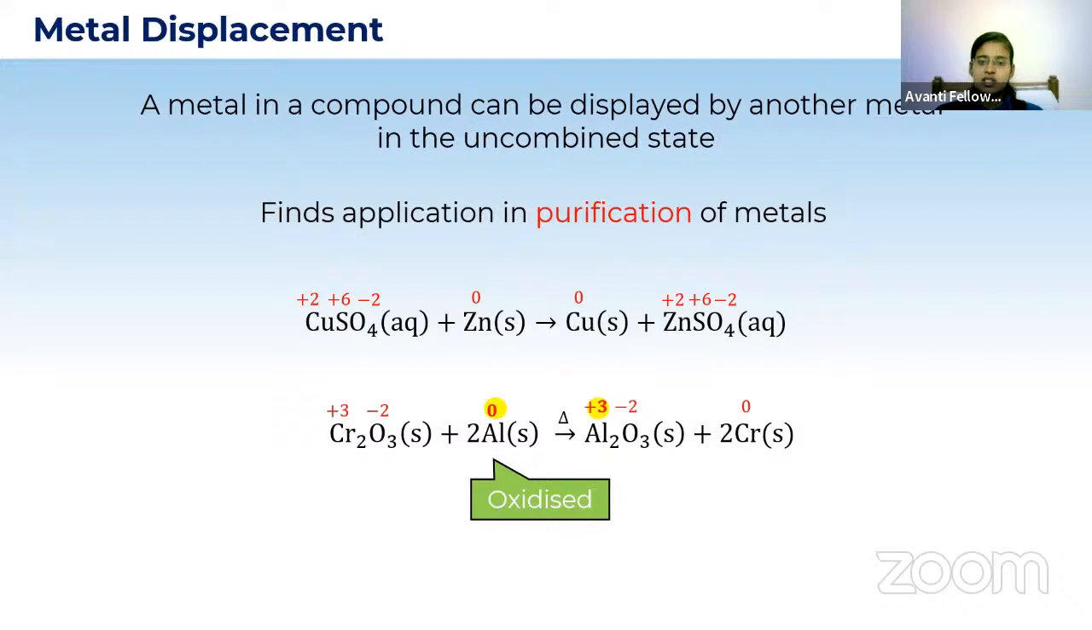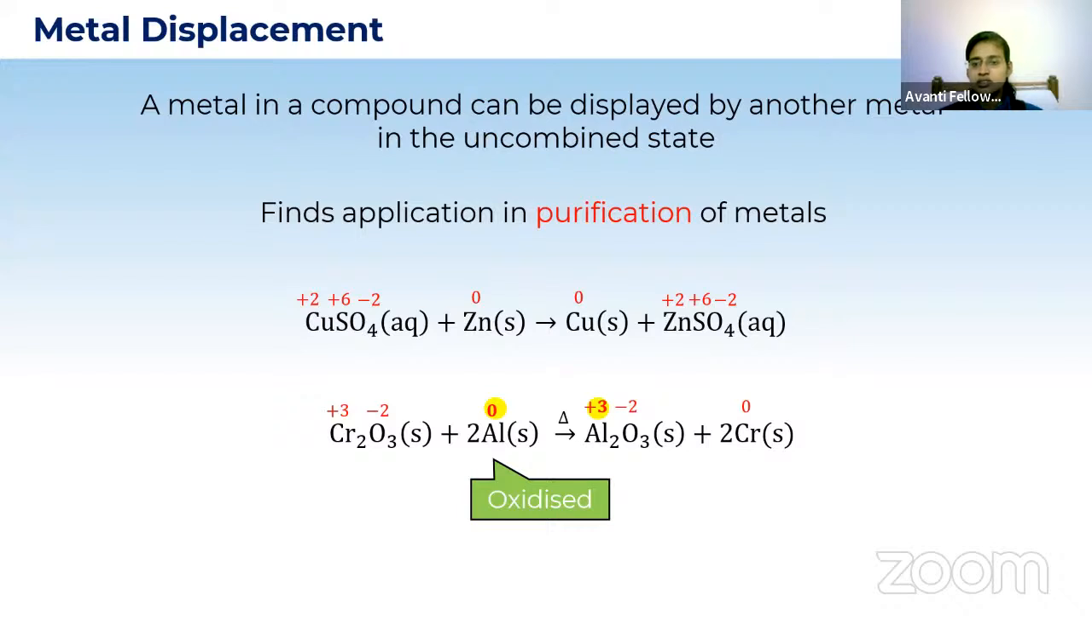Okay. So is it clear for all of you? If one metal is displacing the other metal and they are undergoing a change in their oxidation state, it is an example of a metal displacement redox reaction. Okay, one metal will be reduced and the other one will get oxidized. Okay, shall we go for the next concept?